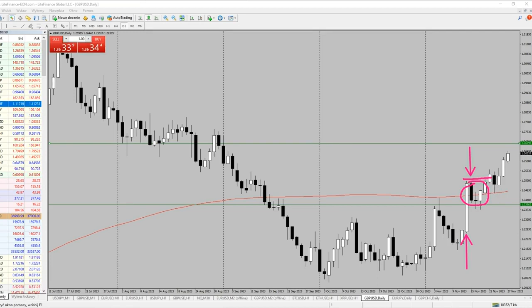So we are trying to be long on that particular candle with the stop below the low of the inside bar, all right, and well, we will see what is going to happen. Currently the market is going in the right direction.